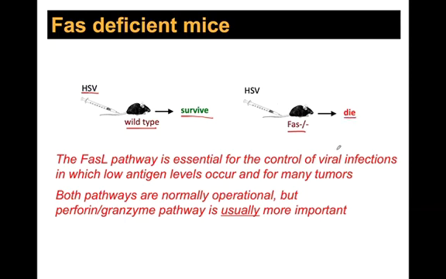Now, which one's more important? Well, for normal, most of the time, the perforin granzyme pathway is usually the dominant pathway. That's the most important for most viral infections and tumors. The backup plan is sort of for special exceptions, when there's very little antigen there. So the death receptor pathway is more of a backup plan compared to the perforin granzyme pathway, which is very potent and important for killing cells.